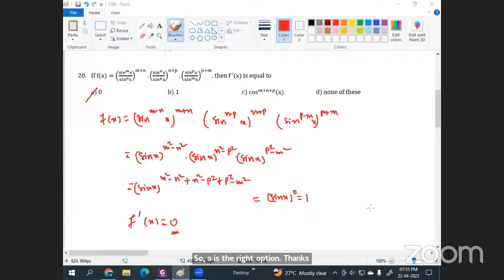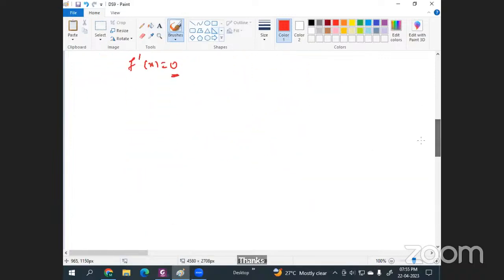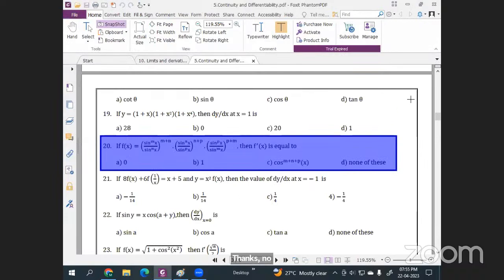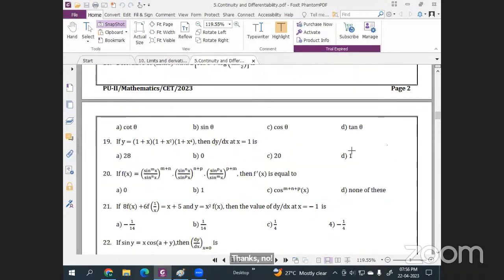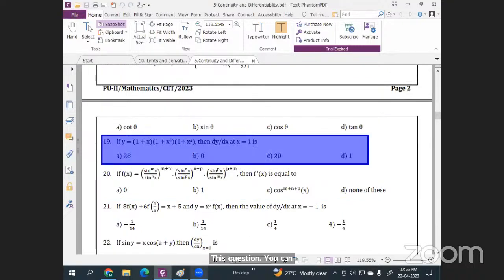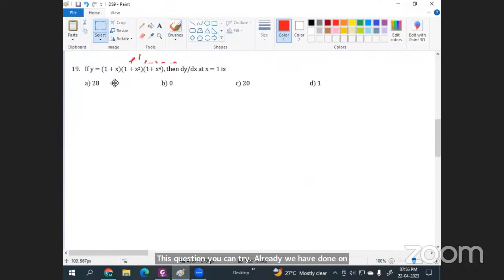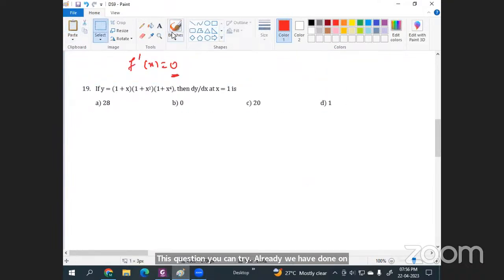Right? Achha, previous question you gave the answer. Now, this question you can try. Already we have done one similar question. Right. So y equal to (1 plus x) into (1 plus x square) into (1 plus x power 4). Then dy by dx at x equal to 1.